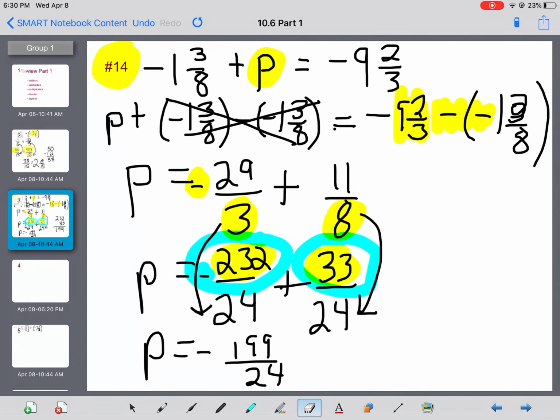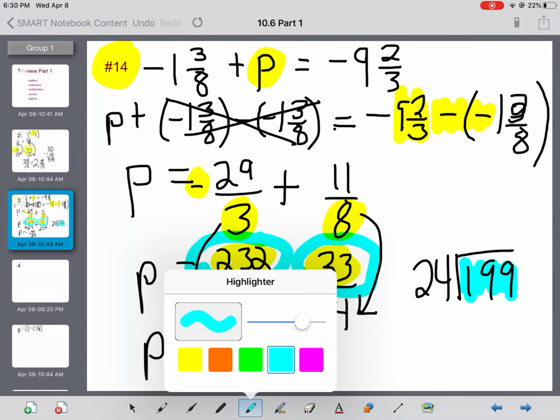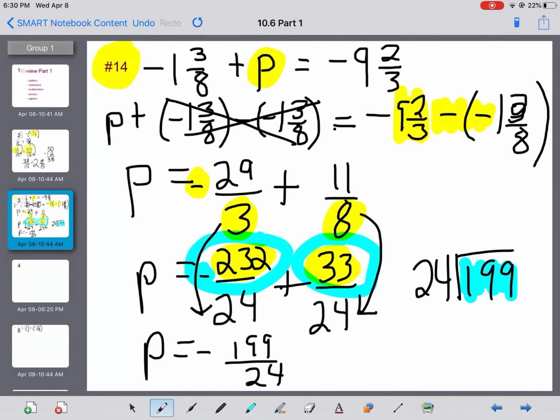Now we're still not quite done because it's not in the simplest form. How many times does 24 fit into 199? I think about quarters. Let's think of 25 cents, and I kind of round it in my head. If I had 25 cents, how many times would 25 cents fit into 200? Well, it fits in 8 times. So let me try that.